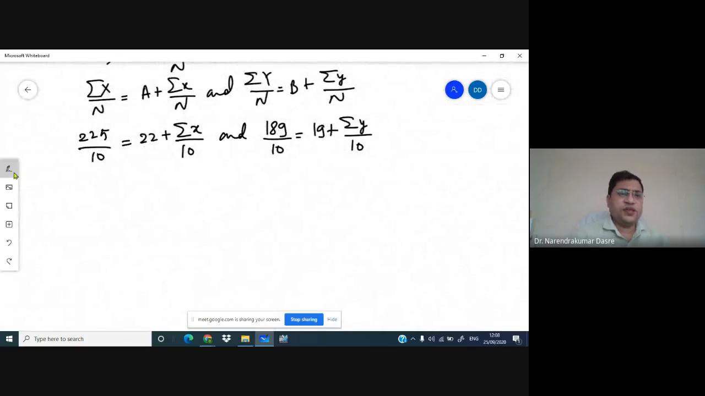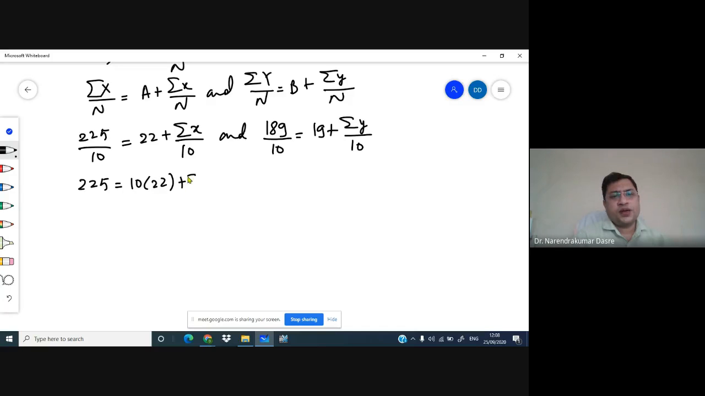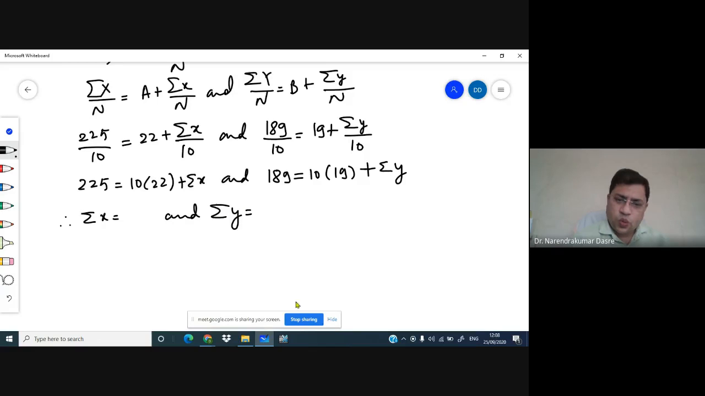Now we simplify this. It's going to be 225 is equal to 10 times 22 plus summation x, and 189 is equal to 10 times 19 plus summation y. Solving this, you are able to get summation x and summation y. So please calculate the value of summation x and summation y, and give me these values.